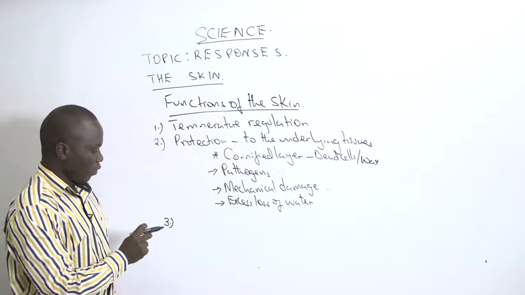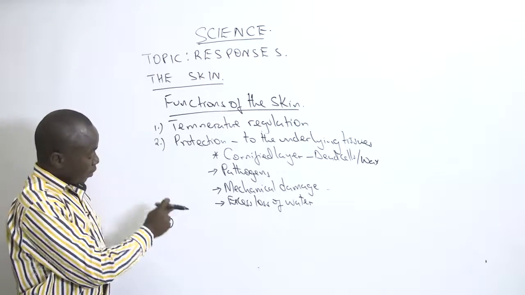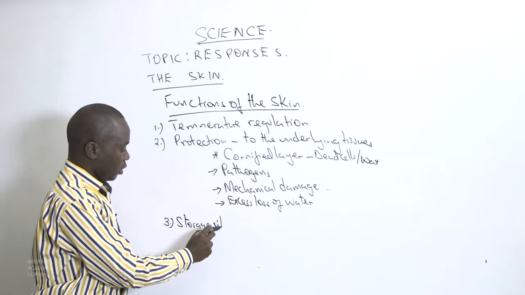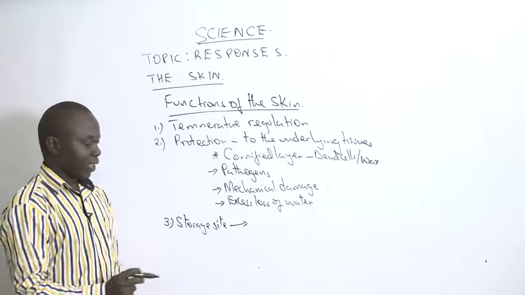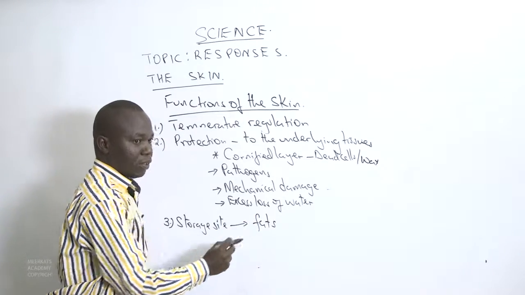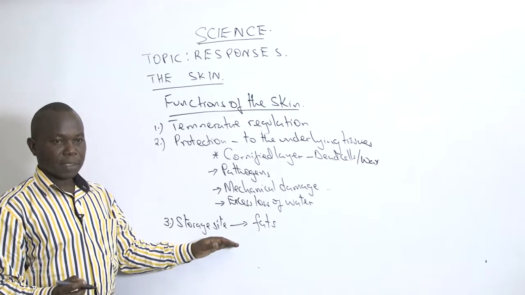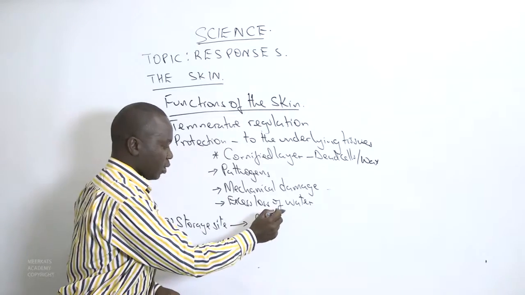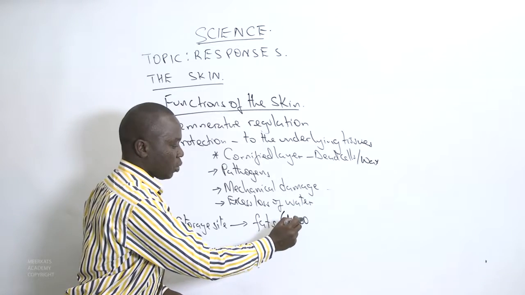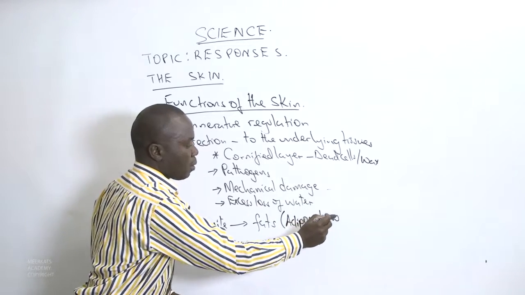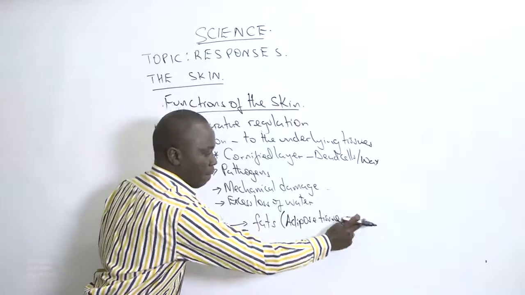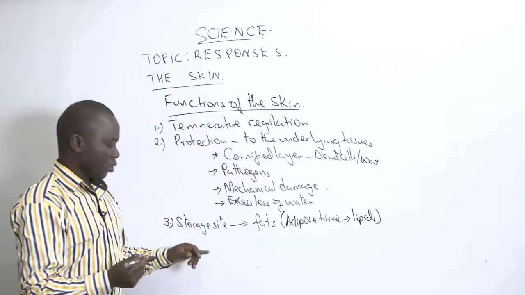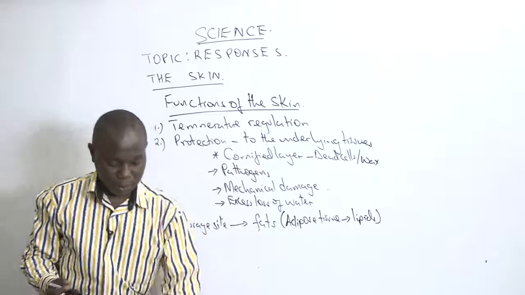The other function of the skin includes forming a storage site, specifically for fats. Storage site for fats. Remember, under the skin, as we shall be going through the structure of the skin, we have a structure called the adipose tissue. In the adipose tissue we have stored fats or lipids. So it's acting as a storage site.